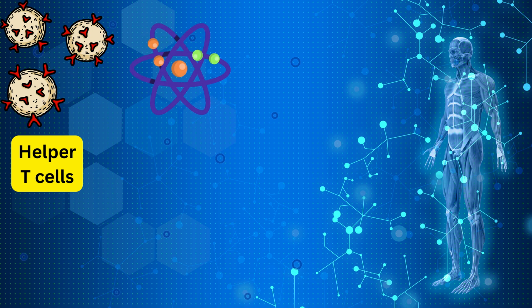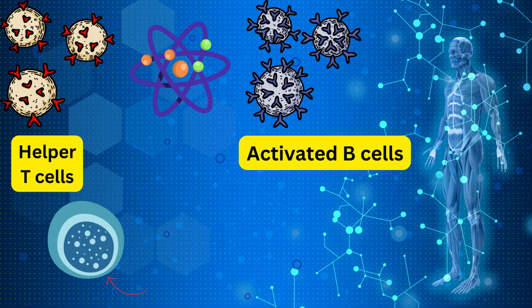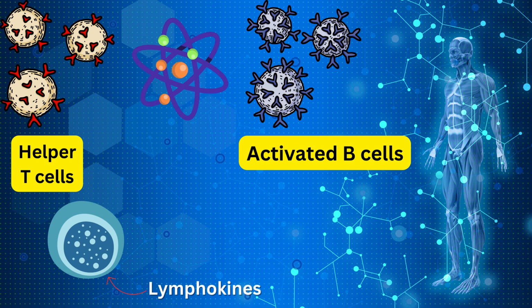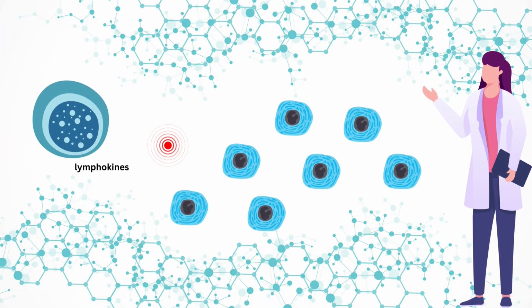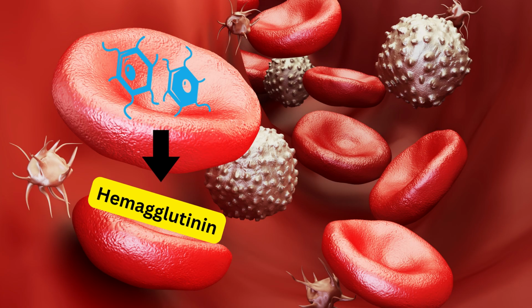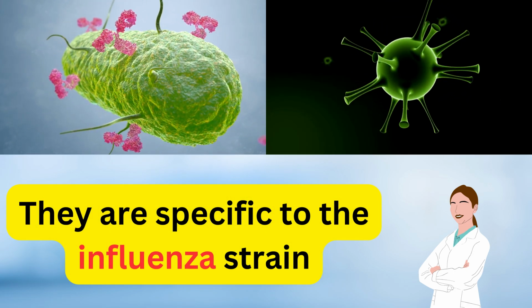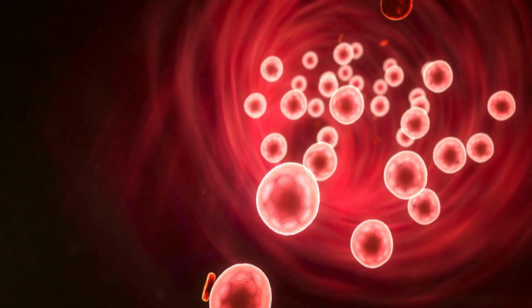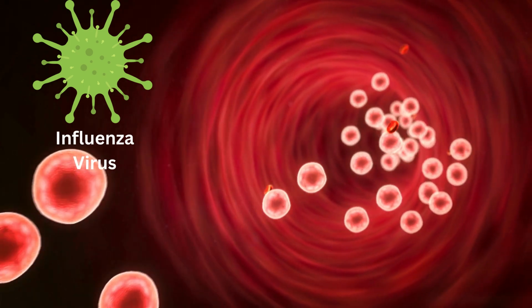When activated helper T cells interact with activated B cells expressing antigen MHC receptors, they release lymphokines, which have several effects. Lymphokines trigger the proliferation of activated B cells, leading to their differentiation into either memory B cells or plasma cells. Plasma cells are responsible for producing hemagglutinin-specific antibodies specific to the influenza strain contained in the vaccine. Memory B cells are crucial for future immune responses when exposed to an active influenza virus.